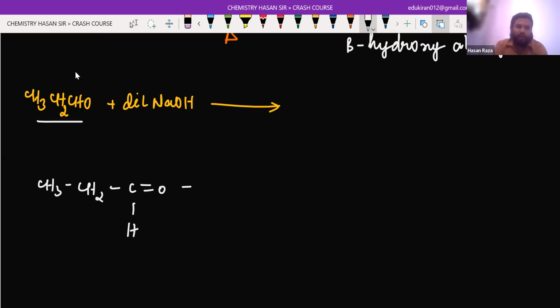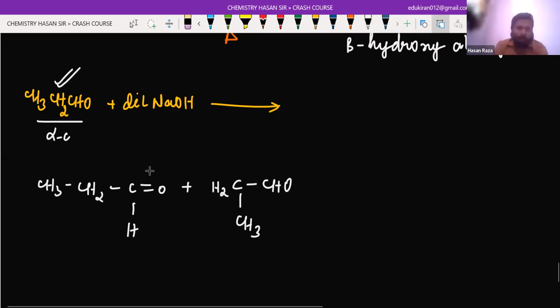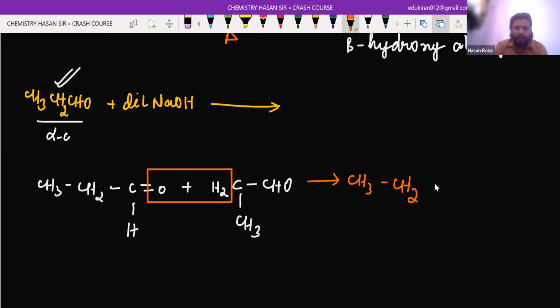And then you can see this is your alpha carbon and alpha hydrogen is here. So I'm going to show it like this. And then I'm going to remove this H2O in this way. If you remove this H2O, you can see what you will get: CH3 and then CH2 and then CH, and then there will be a double bond with this carbon, which is CH3 here, and then CHO is here.